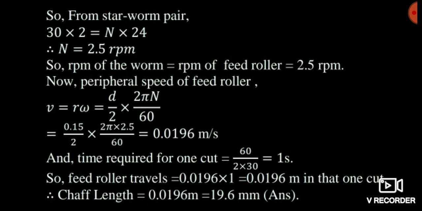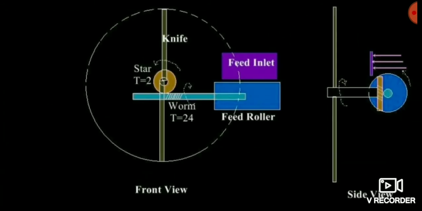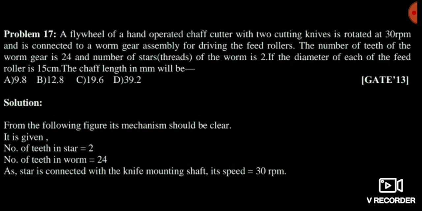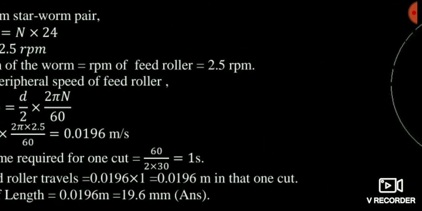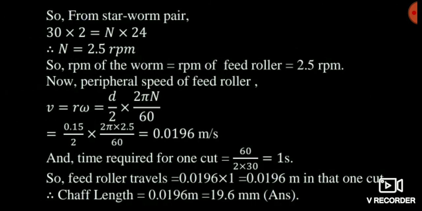Now friends, after calculating the RPM you can easily calculate the velocity. Velocity is equal to R omega. Friends, R you can get from here. Here you can see that the diameter is given as 15 centimeter. So you convert it into radius, d by 2, into 2 pi N by 60.